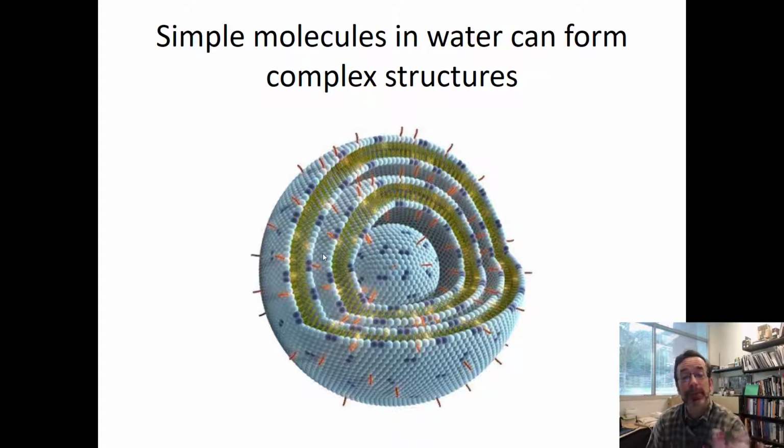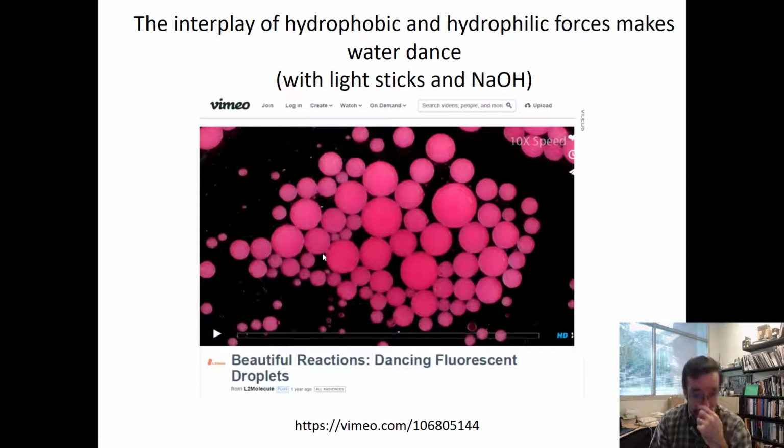The complex structure looks like this. Once you make this spherical structure, the vesicle structure, you can fit anything you want inside, even another vesicle. This is the basis of cells. This is how this stuff works. And this is because water itself is very dynamic, which will result in a lot of other dynamic behavior.